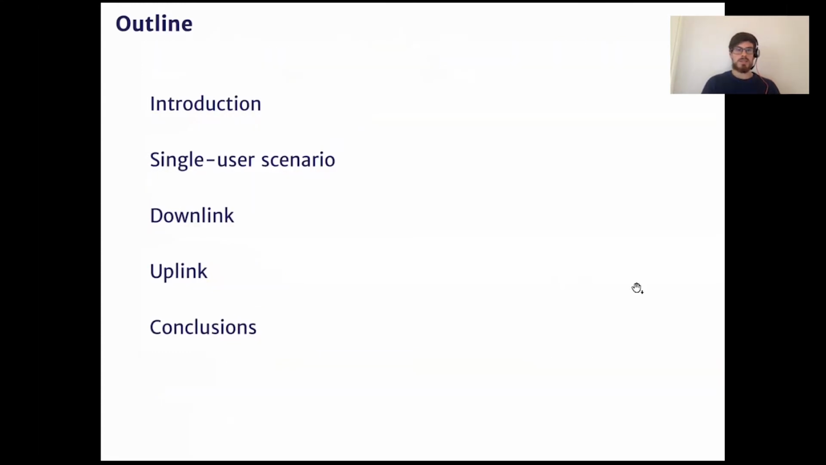I divided this talk into some sub-chapters that increase in complexity. We have first an introduction of what URLLC is and how we can see it from the wireless access perspective. And then we have a single user scenario, where we have one-to-one communication. We have the downlink, and then we have the uplink. And finally, I will give some conclusions.